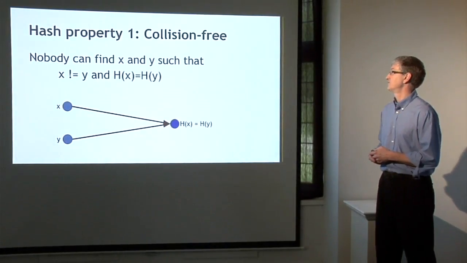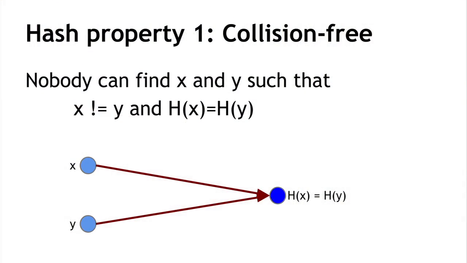So first, collision-free. The first property that we need from a cryptographic hash function is that it's collision-free. And what that means is that it's impossible, nobody can find values x and y such that x and y are different, and yet the hash of x is equal to the hash of y. And so if we look at the operation of the function as depicted by one of these red arrows, here's x and h of x, and here's y and h of y, then nobody can find a situation like this, that you have an x and y that are separate, and yet when you hash them, they hash to the same value.